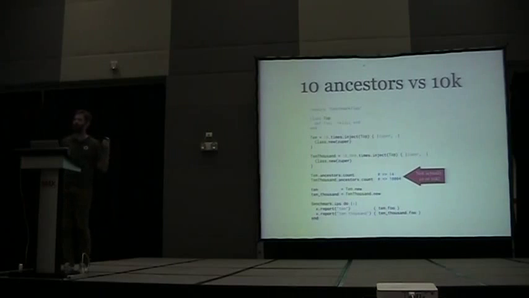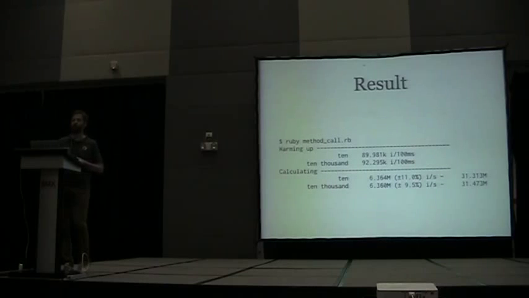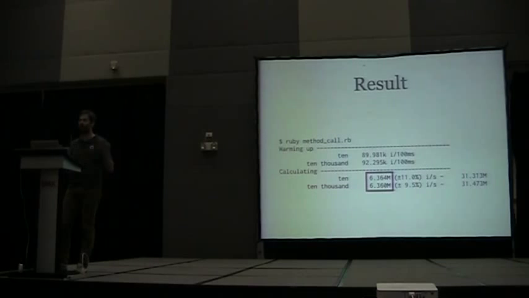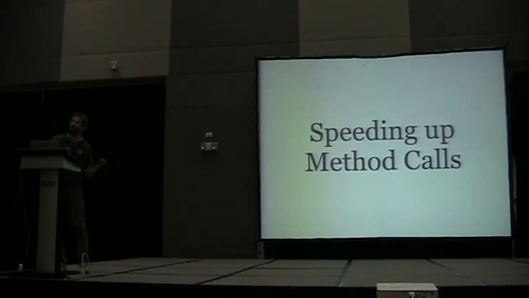So if we run a benchmark against this, and we're measuring iterations per second, which means that the higher the number is, the faster it is, you'll see that the result is essentially the same. It doesn't matter whether we have 10 ancestors or 10,000 ancestors. It's nearly identical. So what is actually going on? Why are these the same? We know from that logic before that the one with more ancestors should have been slower. So what's the deal? Well, this is how we can lead into talking about speeding up method calls.